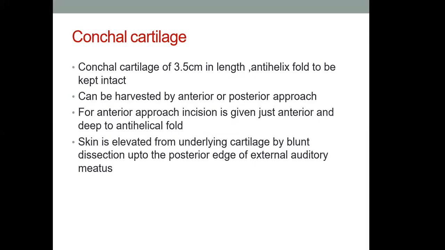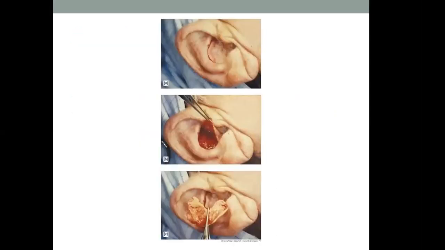For the conchal cartilage, it's 3.5 centimeters in length. The antihelix fold should be kept intact. It can be harvested by anterior or posterior approach. For the anterior approach, the incision is given just anterior and deep to the antihelical fold. Skin is elevated from the underlying cartilage by blunt dissection up to the posterior edge of the external auditory canal. This is how we can harvest the conchal cartilage.